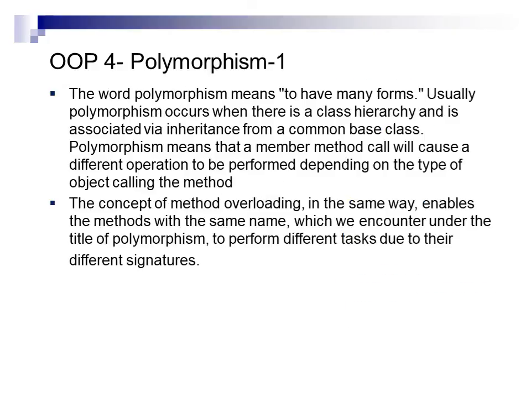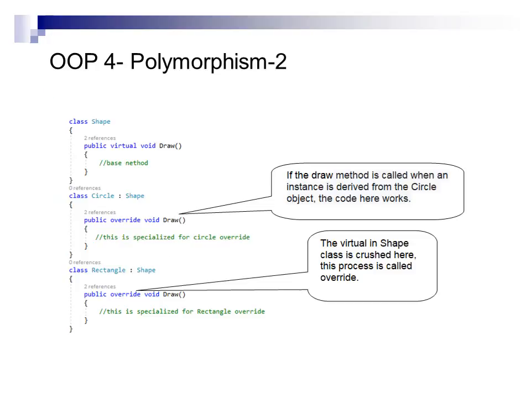Polymorphism. Usually, polymorphism occurs when there is a class hierarchy and is associated via inheritance from a common base class. Polymorphism means that a member method call will cause a different operation to be performed depending on the type of object calling the method. You can see an example of polymorphism in the presentation.